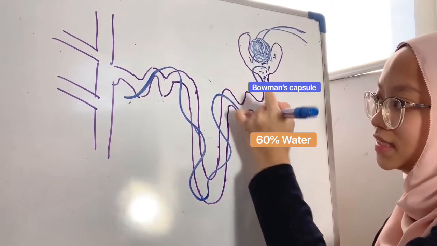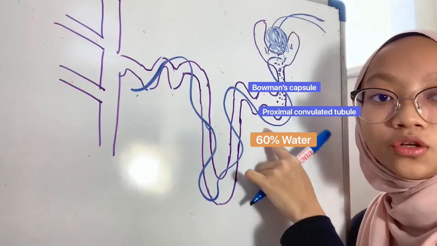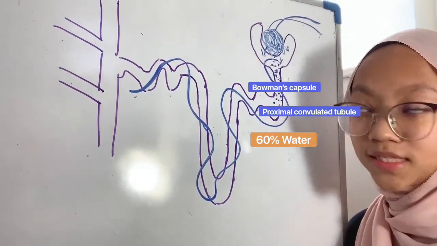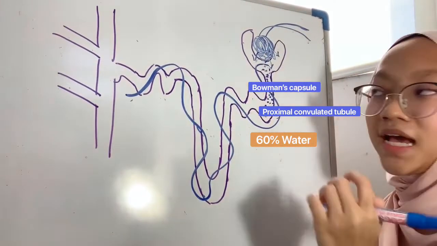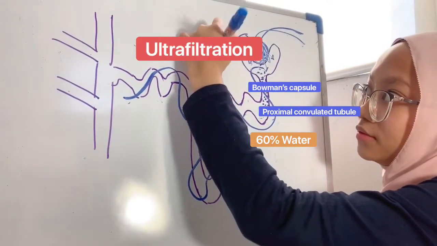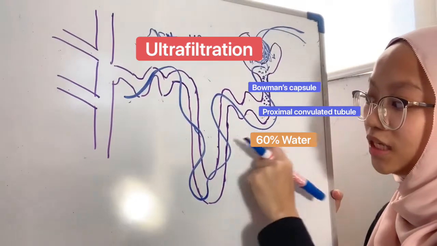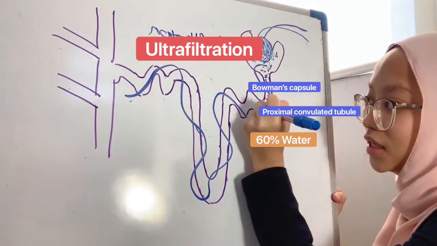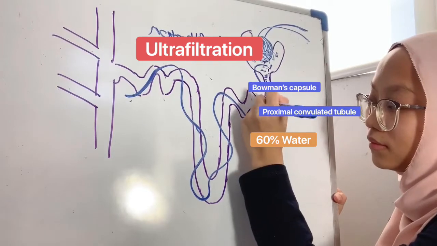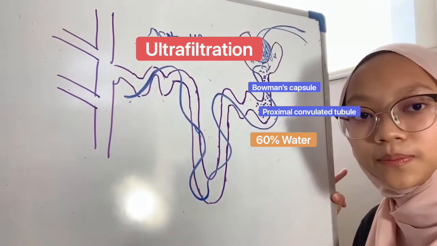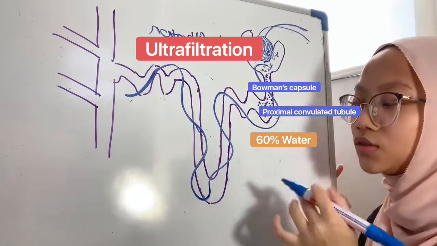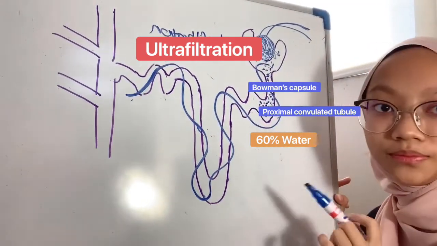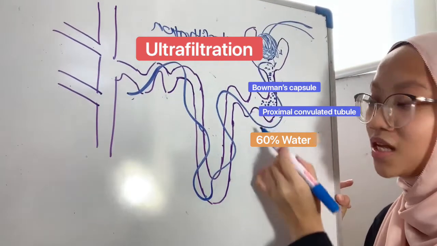And kat sini is known as the proximal convoluted tubule. Kat sini reabsorption takes place. So tadi was known as ultrafiltration. Kat sini pula is known as reabsorption. So the moment the filtrate dah masuk kat sini, reabsorption happens. So what do you mean by reabsorption? So reabsorption means dia masuk balik to our blood. Dia masuk balik to our salur darah.